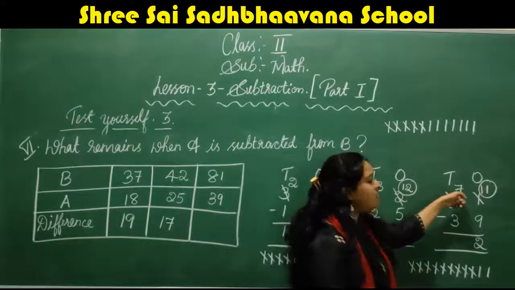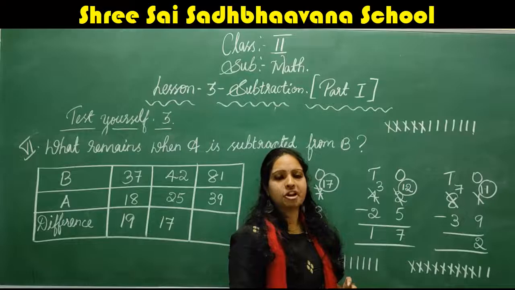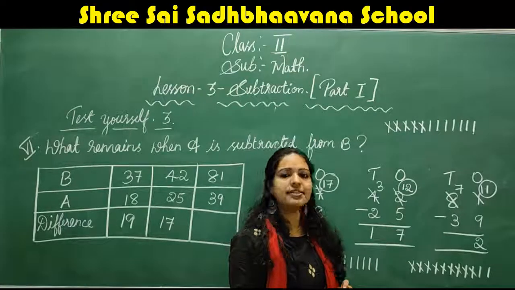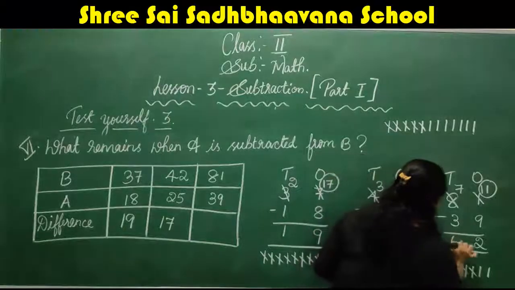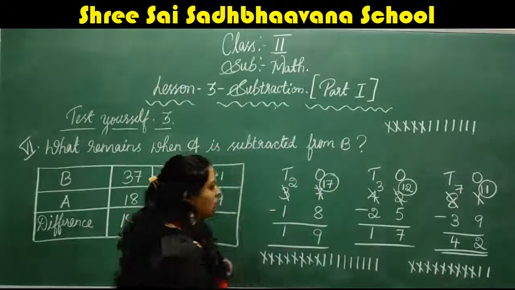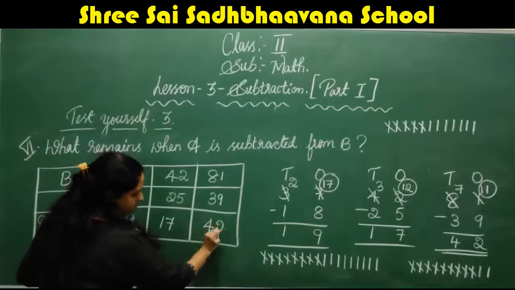How much is here now? 7. 7 minus 3. How much? Use your fingers and count and tell me. 7 minus 3. How much, children? Yeah, it is 4. So what's the answer you got now? 42. Okay, so the difference is 42.